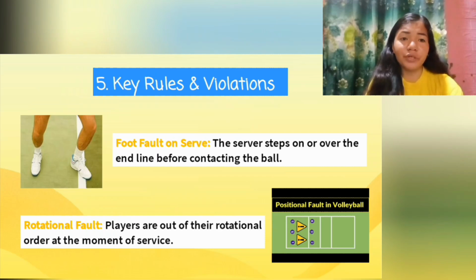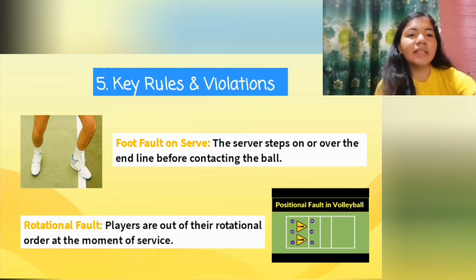The next key rule and violation is the foot fault on serve. The server steps on or over the end line before contacting the ball. This happens when the server steps on, over, or outside the end line while serving the ball. The server must stay behind the line until the ball is hit. If not, it is counted as a fault.